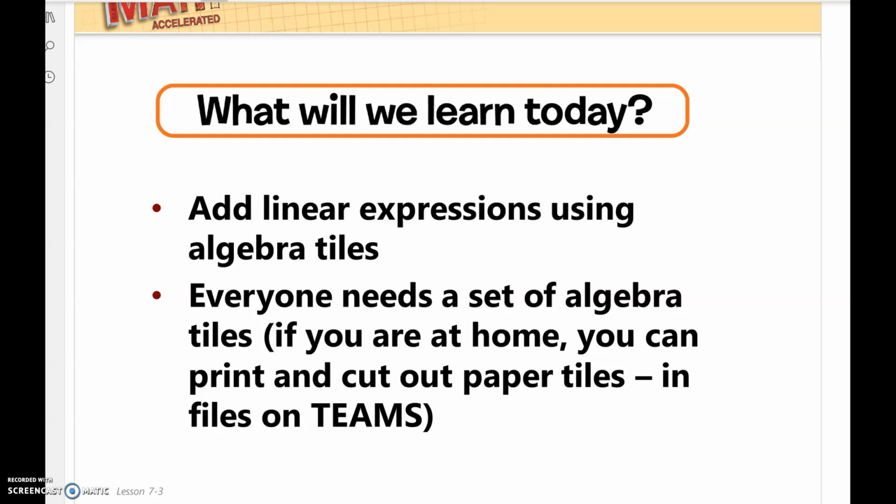Good morning. Today we're looking at adding linear expressions using algebra tiles. So we're going to be getting out our algebra tiles. Hopefully everybody has a set on their desks.